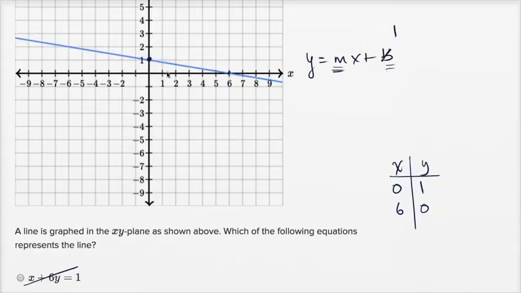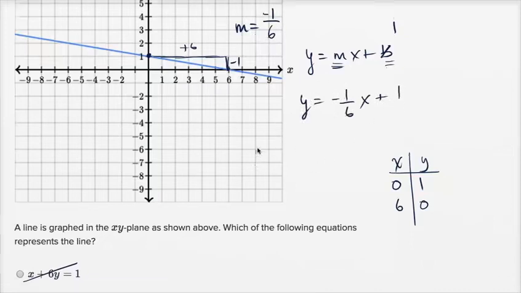And what's the slope? Well, slope is our change in y for a given change in x. We see that when our change in x is positive 6, our change in y is negative 1. So we decrease in y by 1 when we increase in x by 6, so our slope is negative 1/6. So the equation of the line is y is equal to negative 1/6 x, this is the slope, plus 1.